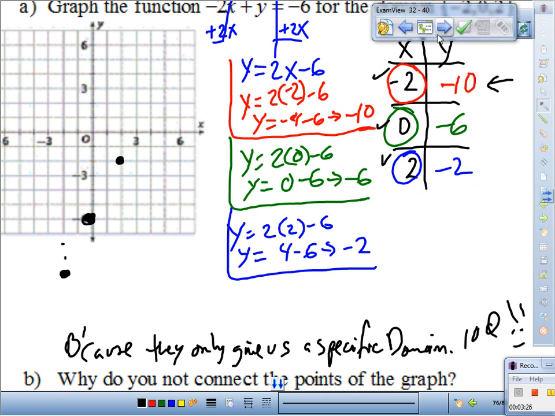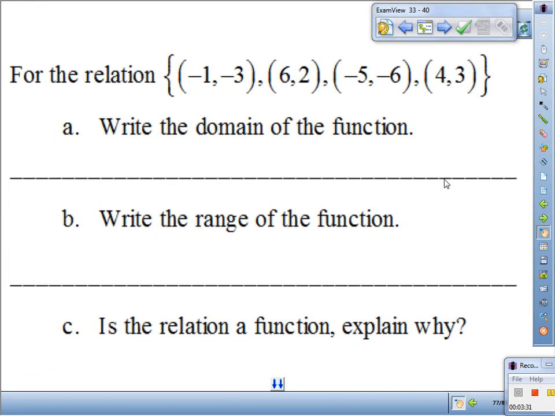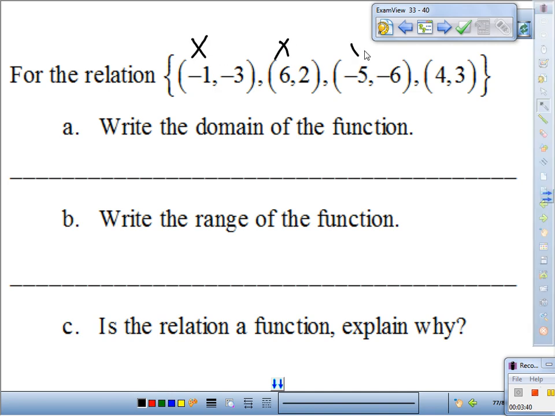Let's go to number 33. Look at this one. Number 33. Write the domain of the function. So the domain we know is all the x values. Okay. So the domain is all x values, but in ascending order from least to greatest. What is the first one? Negative 5, comma, next one. Negative 1, comma, next one. 4, comma, and 6.